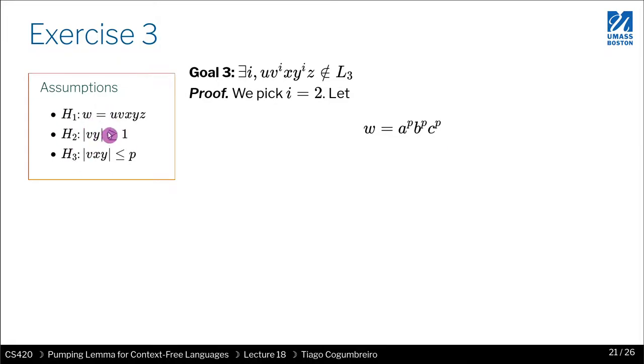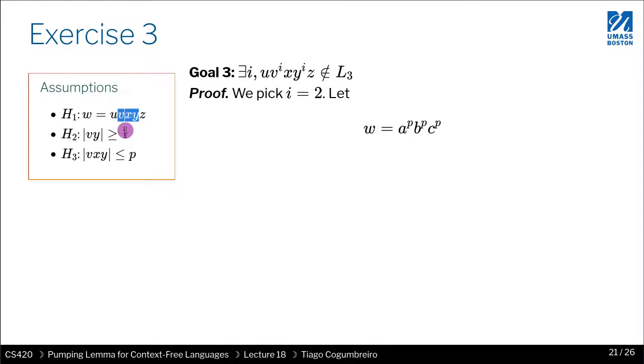We have that the string is divided in some way that we don't know. We know that v and y are not empty. x can possibly be empty, but vxy could be at most p letters. So it could be at most 3 letters, it actually creates a problem, and that is why proofs for non-context-free languages are a bit harder than for just non-regular languages.